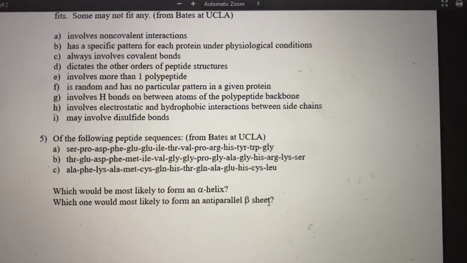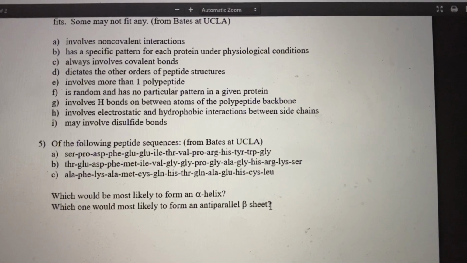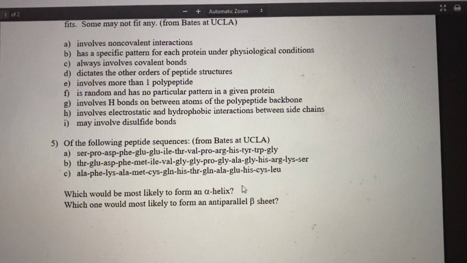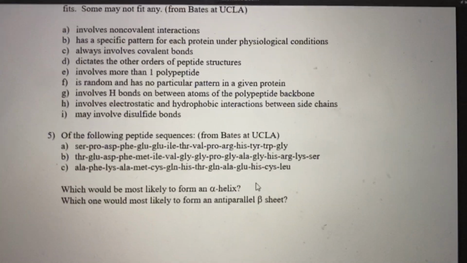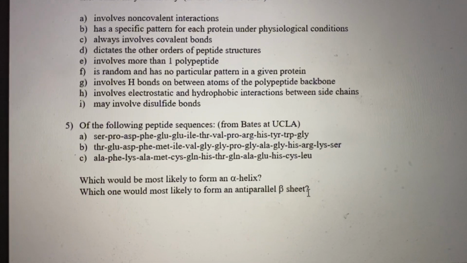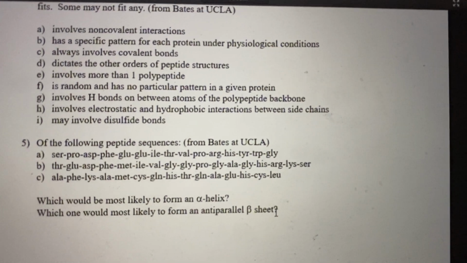Remember, for an antiparallel beta sheet, you have to have a glycine and proline next to each other. Okay, or a proline to glycine next to each other. But again, you first see if you can keep an alpha helix or not. If you can't, then it's a beta sheet. Antiparallel has a glycine next to a proline, or a proline next to a glycine.